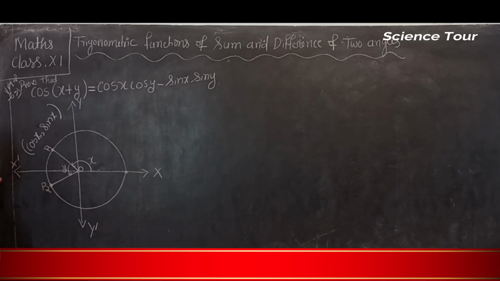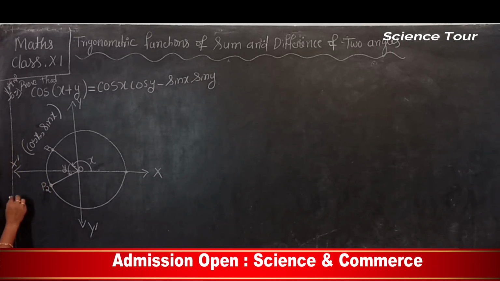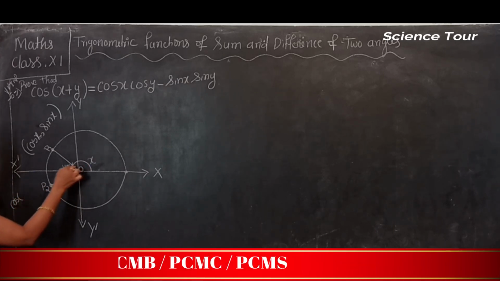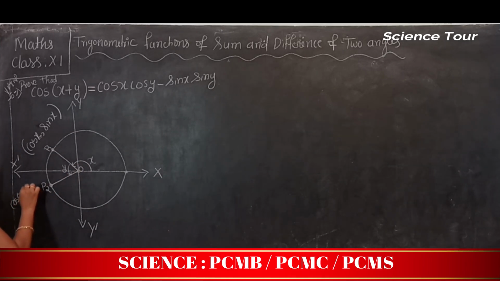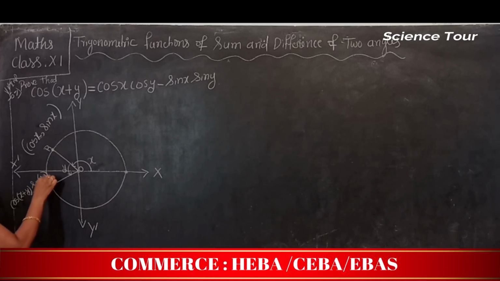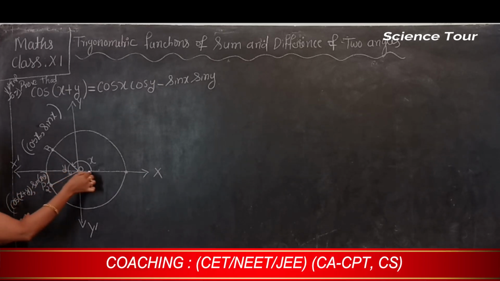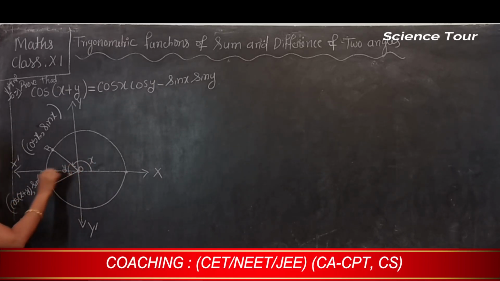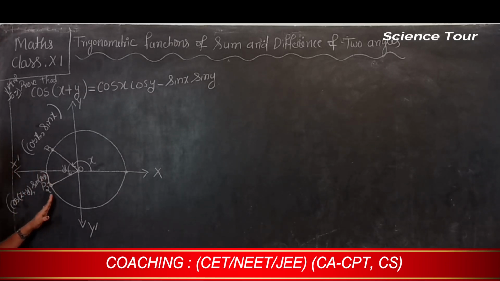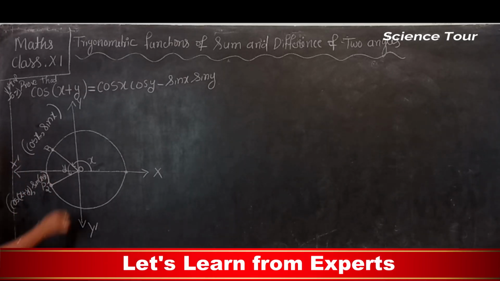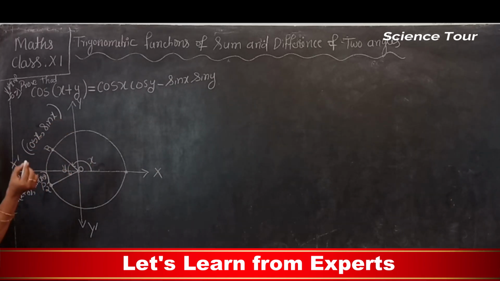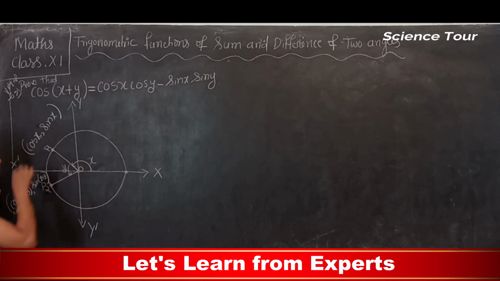So what is the coordinate of P2? It is cos of x plus y comma sin of x plus y. This is your second coordinate. Why is it x plus y? Because x plus y is the angle covered. That is the coordinate of P2. These are the angles and these are the coordinates. Why are we taking this? To prove this one, that is what we are considering.